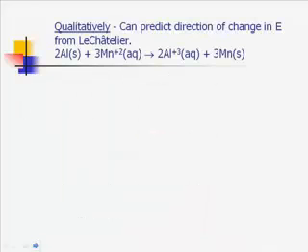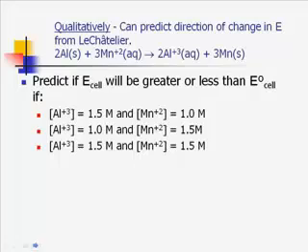Okay, so qualitatively, let's look at how we can predict a change in our cell potential from Le Châtelier based on differences in concentration. And here we're not dealing with just concentration cells. Here we're just looking at what if our concentrations are not the standard concentrations. So here what we want to do is predict if the E cell is going to be greater or less than E naught. E cell, notice no naught there. That means E cell is the cell potential when it's not at standard conditions. So we're just going to look qualitatively.